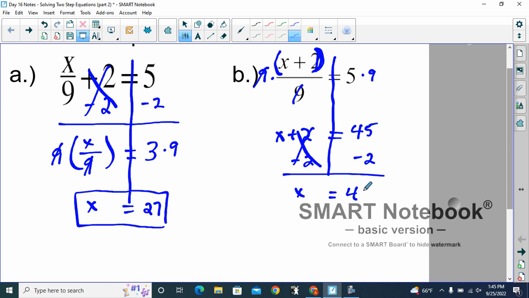So these two problems both had the same operations, adding 2 and dividing by 9. But notice part A, we first divided by 9 and then added 2. So we need to undo the add 2 first. This one, I added 2 first and then divided by 9. I need to undo the dividing by 9 first. Notice we get two different answers. X equals 27 is correct for part A. X equals 43 for part B.